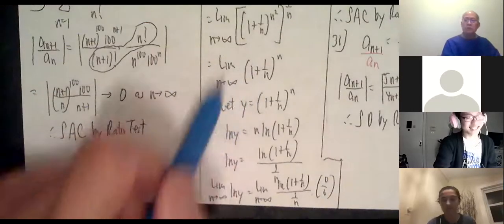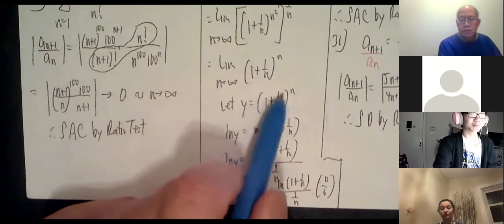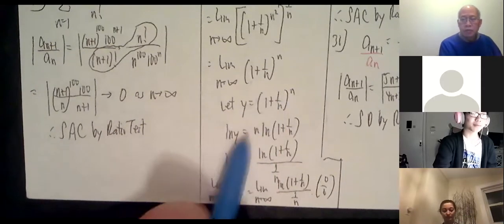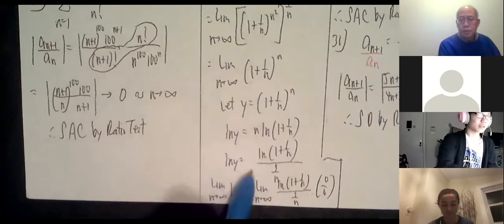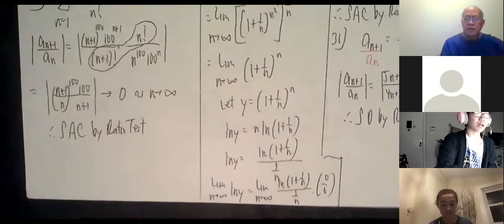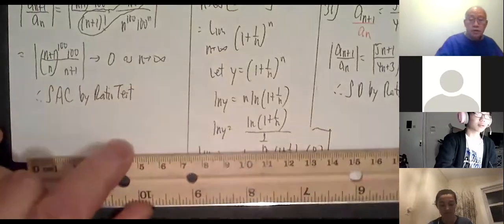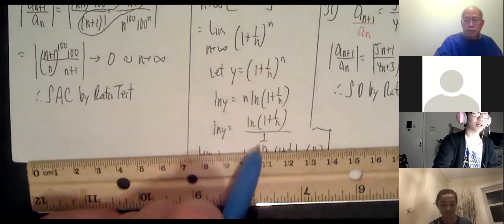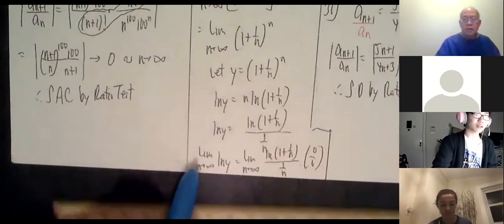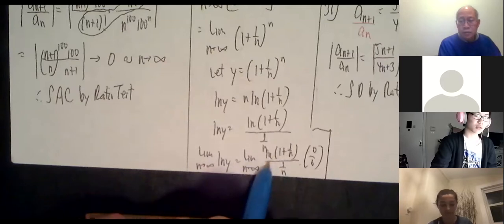Okay. Now, if you don't remember that, we can do some of the tricks we did before. Like call it y. Let y be 1 plus 1 over n to the n. ln y equals n times ln of 1 plus 1 over n. And if I multiply by n, I divide by 1 over n. This kind of gets in the way there. Like that, right? Multiplying by n, divide by 1 over n. Now, limit as n approaches infinity of ln y, limit as n approaches infinity of this.